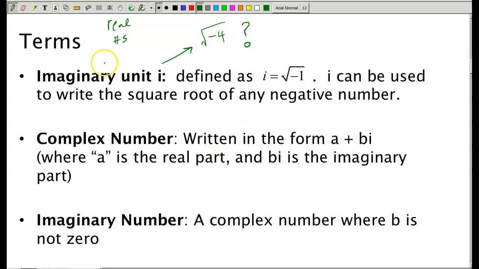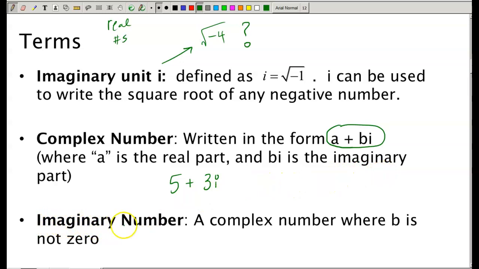Okay, so we have the imaginary unit. The next thing I want you to write down is a complex number. A complex number is written in this form right here, a plus bi, where a is the real number part and b times i is the imaginary part. So for example, you're going to see numbers that look like 5 plus, and then you'll have some imaginary unit connected to it, like 3i.